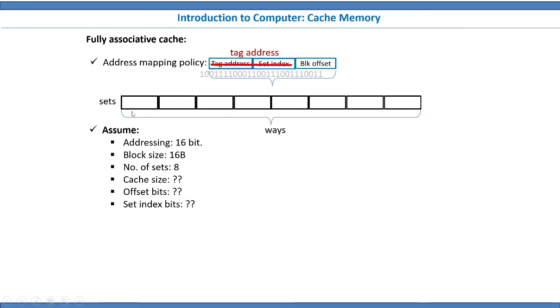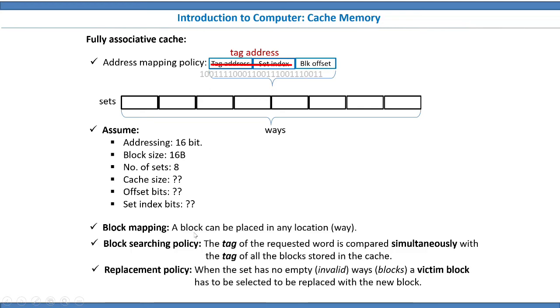For example, assume there is a 16-bit address like this. If the block size is 16 bytes, then the set index is not required, and the offset will be 4 bits, right? Because there are 16 bytes, 4 bits will be required as the block offset, and the remaining bits will be considered the tag address. Block mapping, as I said, means a block can be mapped in any place.